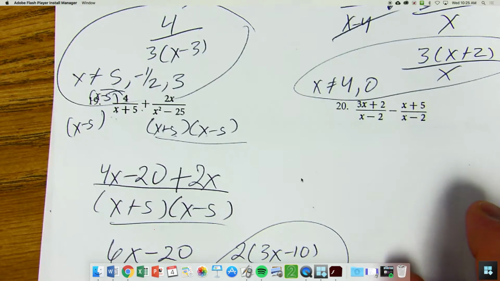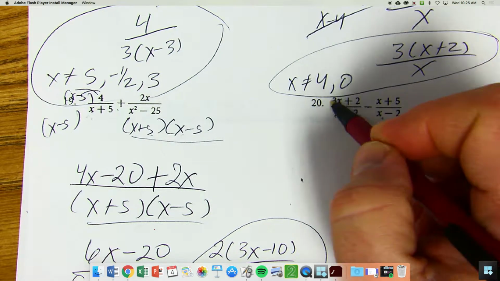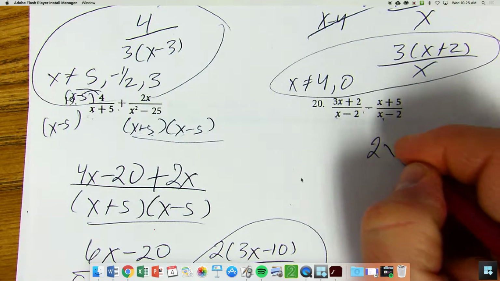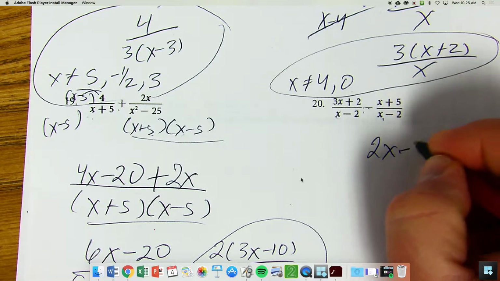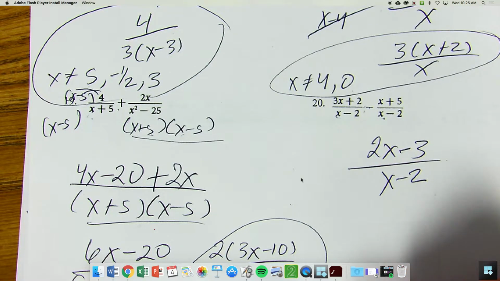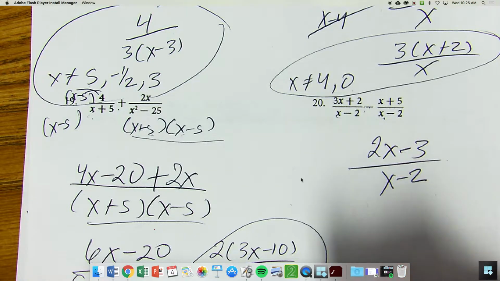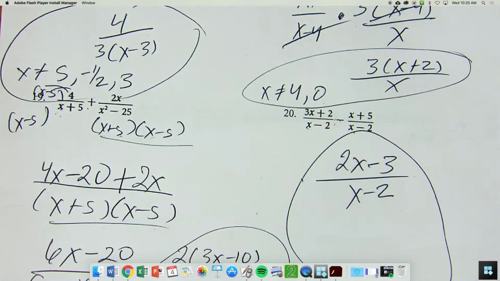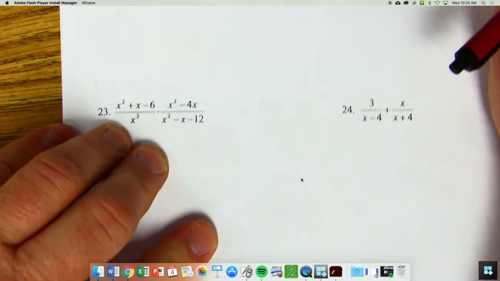Done. Okay, again, we have common denominators. Be careful to subtract. So 3x minus x, which is 2x. 2 minus 5, so negative 3 all over x minus 2. Your excluded values, x can't be 2. Can't factor this. You're done. Well, that page was nice and simple. Try to get another one of those rolling here, huh?